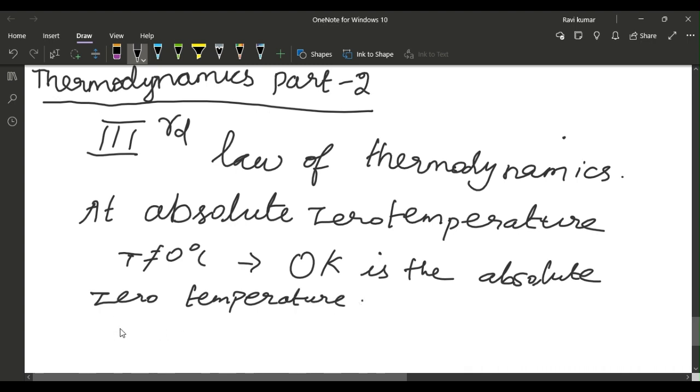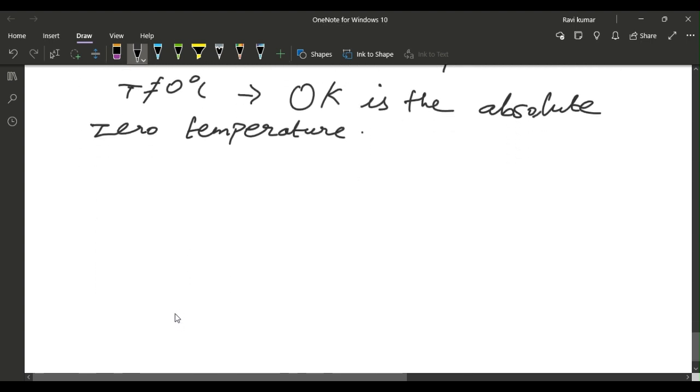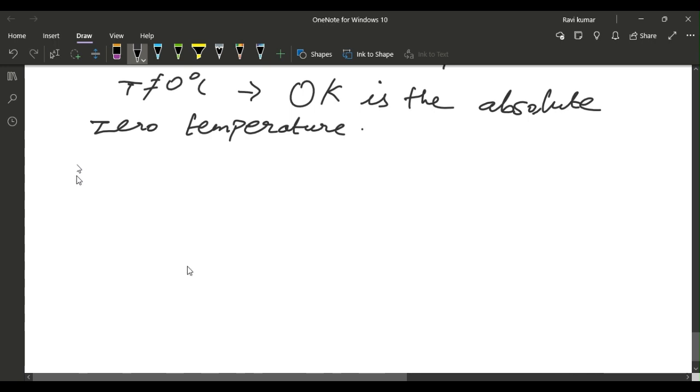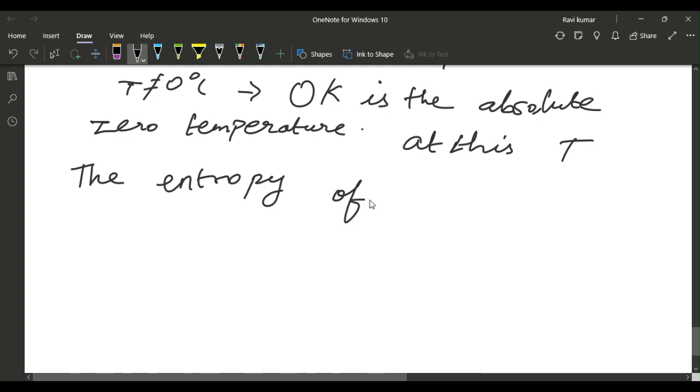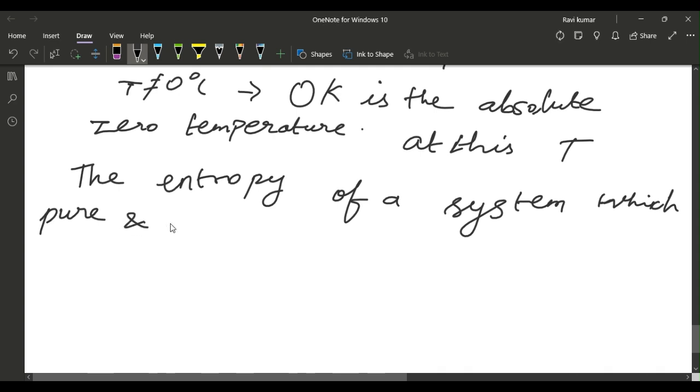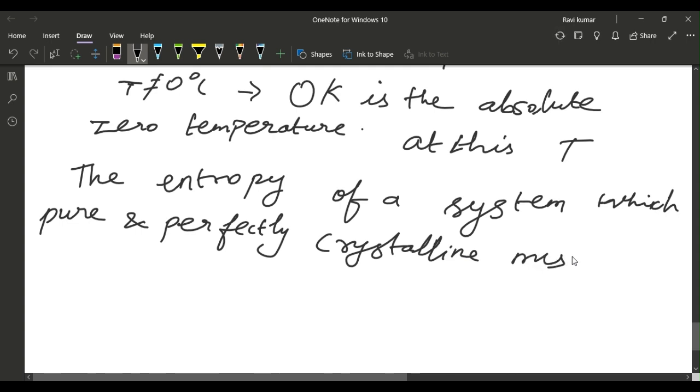Because in the standard systems, zero temperature is referred to as 0 Kelvin. So at this temperature, the entropy of a system, not every system, which should be pure and perfectly crystalline, must have an entropy S equal to 0.